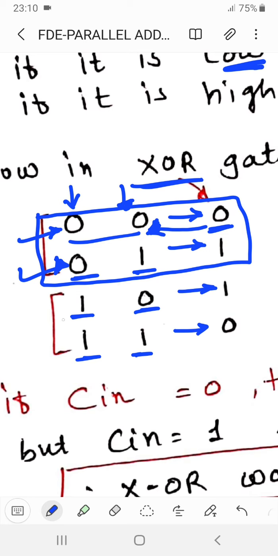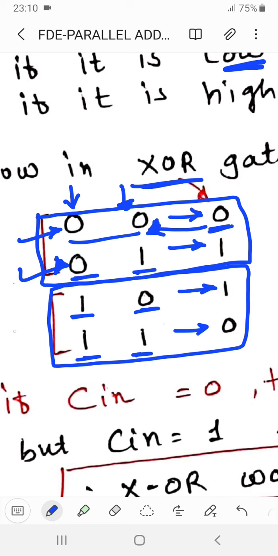Let me check the other two results. In these other two results, it is reversed. Suppose your first input is 1, then your output is the complement of your second input. Check here.